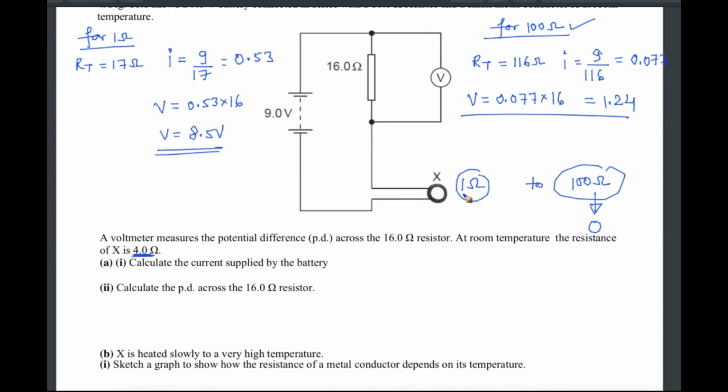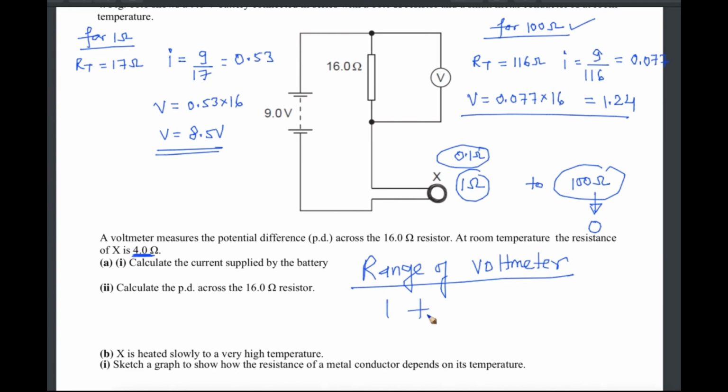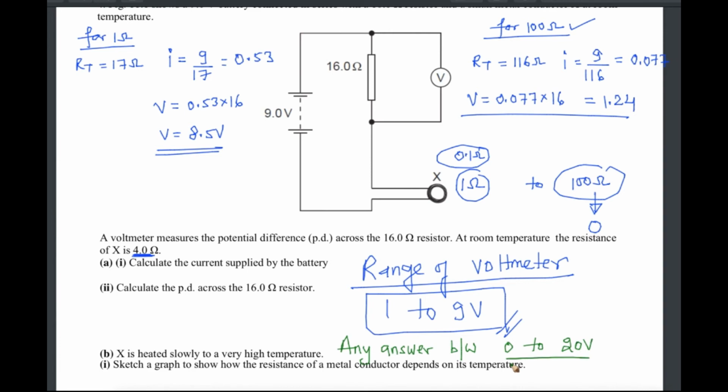If I take lower, then lower I can take 1.5 ohm, right? So this value would be a little bit more. So here we can say the range of voltmeter, in my case, which I calculated, I can say 1 to 9 volts. But as per the marking scheme, any answer between 0 to 20 volt of the range is acceptable.